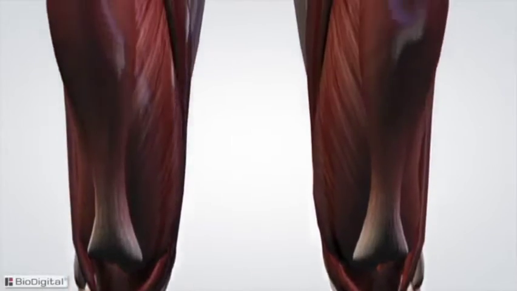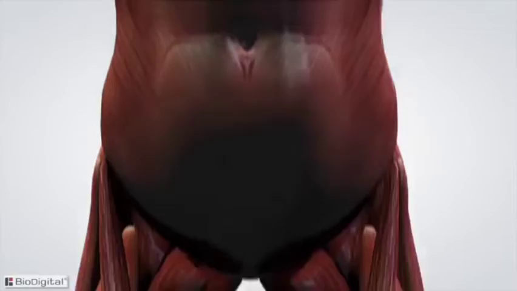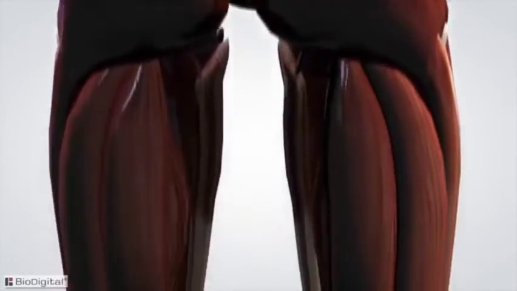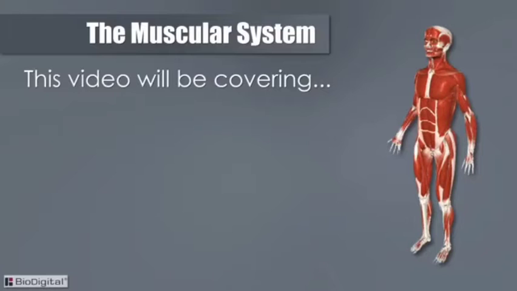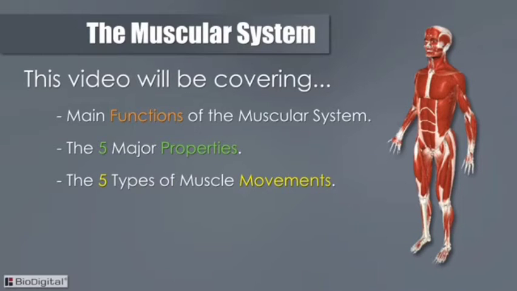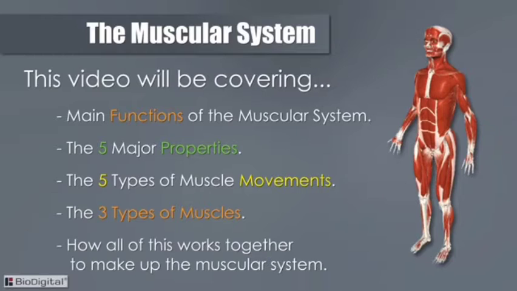The muscular system is made up of over 600 muscles. While we won't be covering all 600 individual muscles in this overview, we will be discussing the main function of the muscular system, the 5 major properties, the 5 types of muscle movement, 3 types of muscles, and how all of these work together to make up what we know as the muscular system.